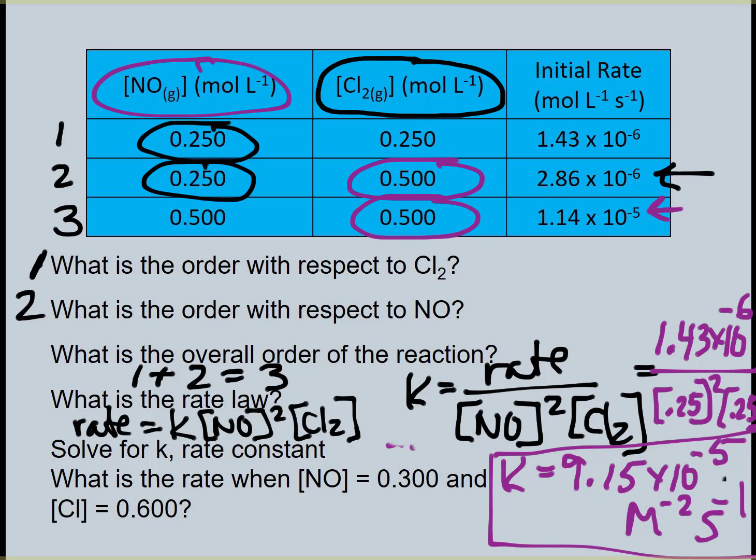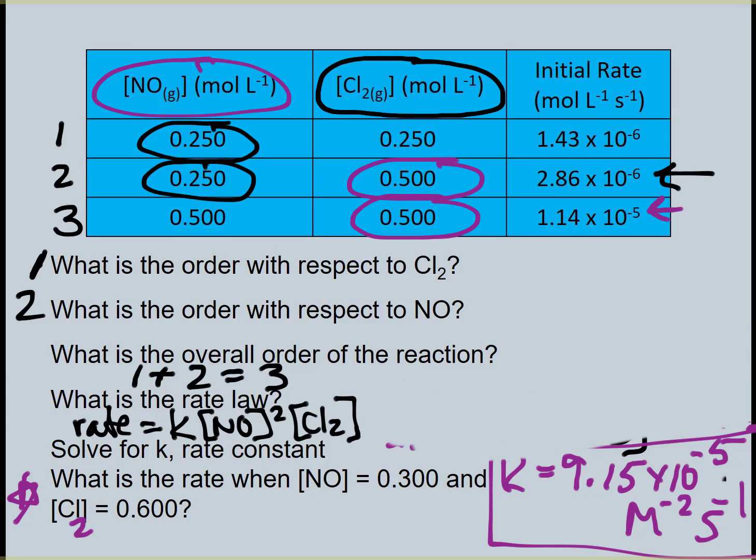And then the very last one, it says, what is the rate when NO equals 0.3 and Cl equals 0.6? And that should be a Cl2. So all I need to do is, again, just take the rate law and then plug those numbers in. Let me clear my work. I want to keep my K, so I didn't erase that. So I have rate equals K times these concentrations.